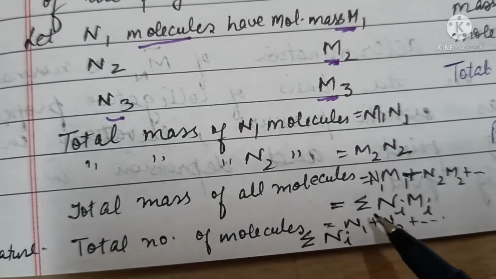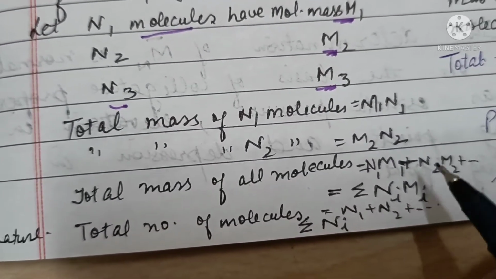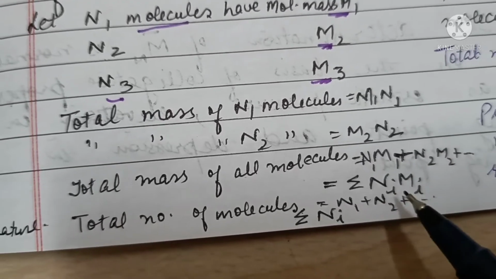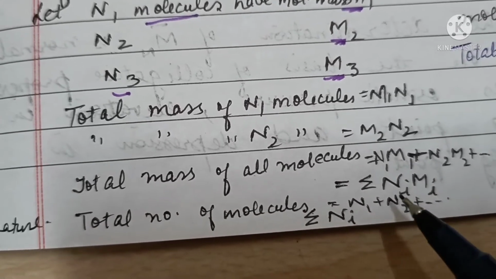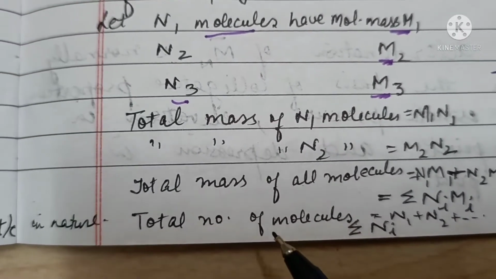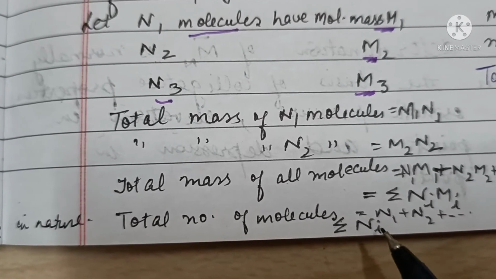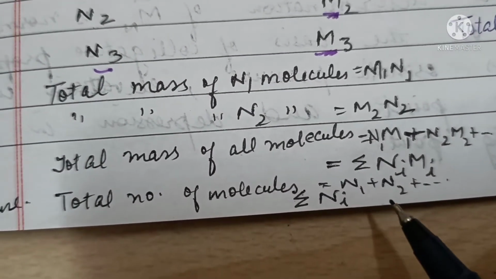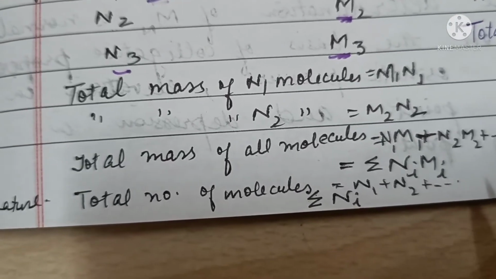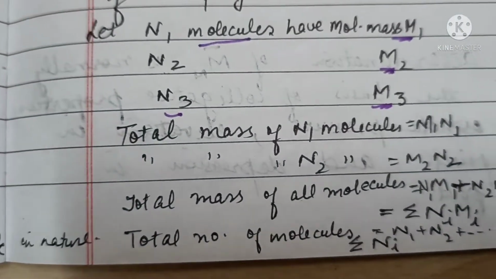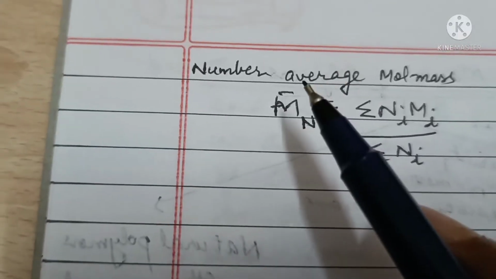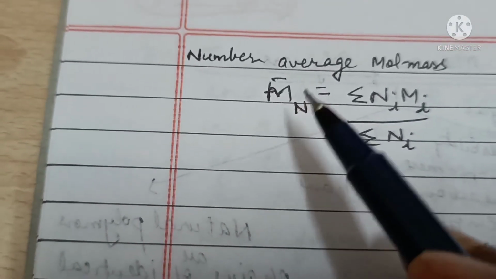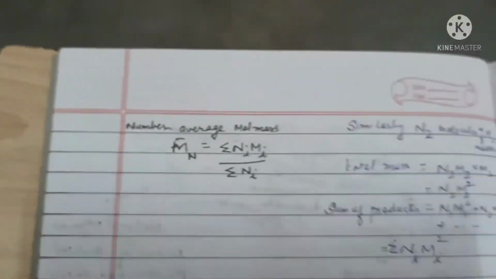So sigma is for the total of the product of number and molecular masses, where i is the ith molecular mass and ith number. So the total number of molecules will be sigma Ni, that is N1 plus N2 plus N3. So the average molecular mass will be sigma NiMi upon sigma Ni, the number of molecules, and this will be called number average molecular mass.